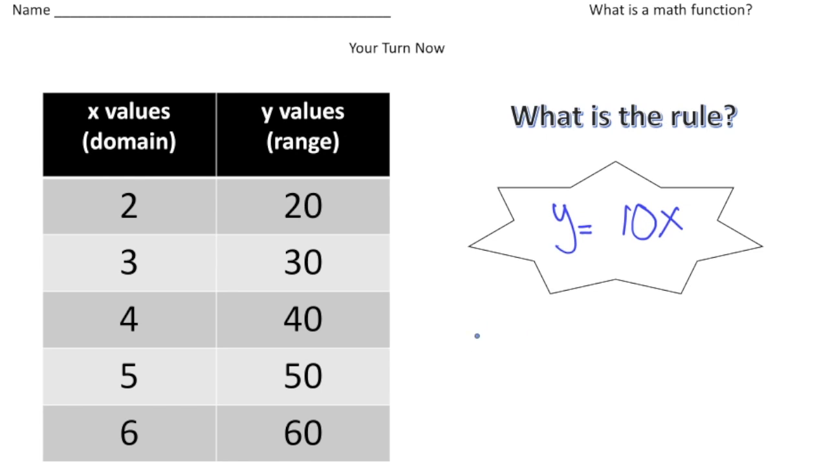Let's list a few more pairs here. Say x was 10, what would the y value be? It would be 100. Say we have a negative value. Let's say x was -2. If x was -2, y would be -20. And how about if x was -4? That means y would have to be -40. And there it is. How'd you do?